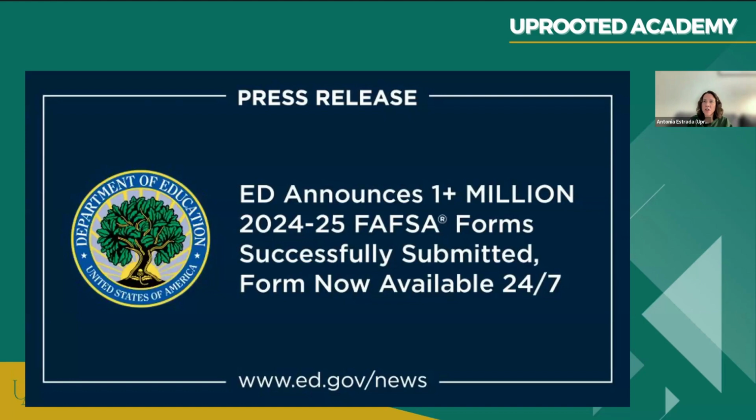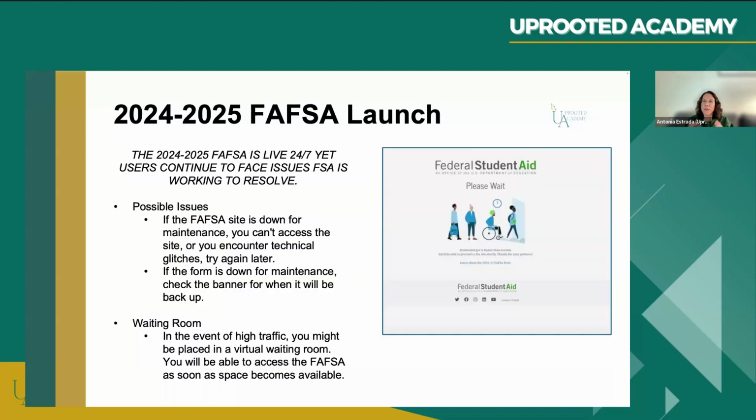So first of all, the new 2024-25 FAFSA form was soft launched on December 30th. On January 8th, a little over 2 weeks ago, the Department of Education announced that it had received over 1 million applications from students using the redesigned FAFSA form, and that the form would be available for students and families to access 24 hours a day, 7 days a week. So even though the FAFSA is online now pretty much consistently for everyone, there are still a number of issues that Federal Student Aid is working to resolve.